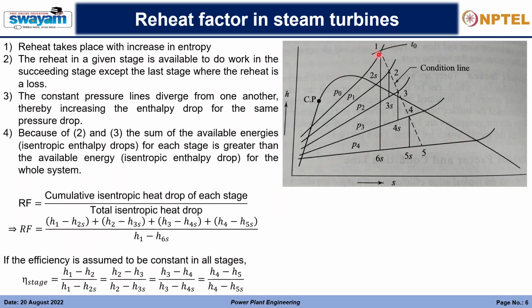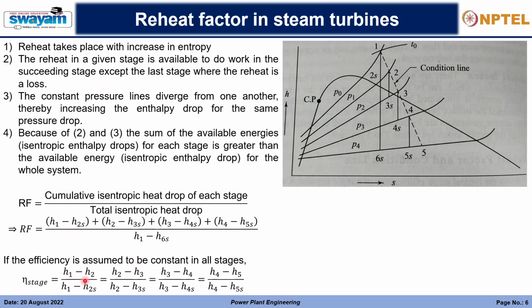So if it is an isentropic process, it would have gone 1 to 6s between the same pressure difference. So that would have been h1 minus h6s, right? So this is the whole part. We are adding the isentropic heat drop at each stage and dividing by this, and since the pressure lines are diverging towards the right hand side, we observe the RF will always be greater than 1. Now let me prove it to you by comparing with the internal efficiency.